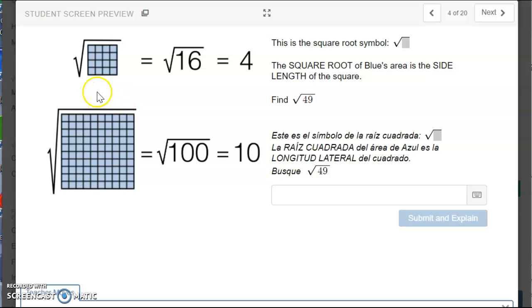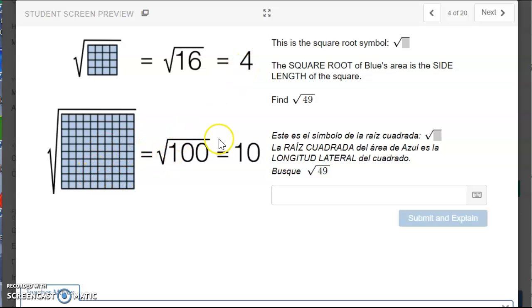And then, this is the square root symbol. That's the symbol for it. The square root of Blue's area is the side length of the square. So to take a square root of something, you're looking for the side length that multiplies by itself to give the number inside. What number times itself gives 16? What is the side length? That's going to be 4, because 4 times 4 is 16. So the square root of 16 is 4.